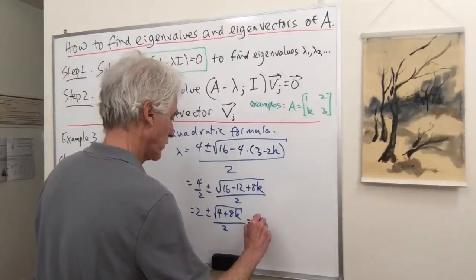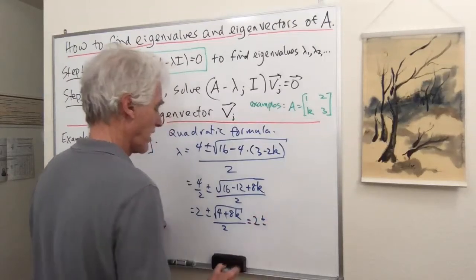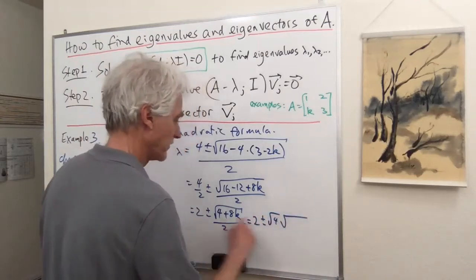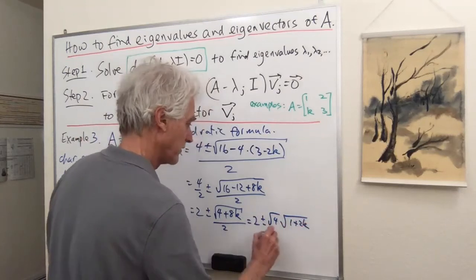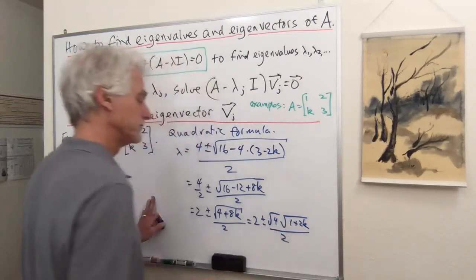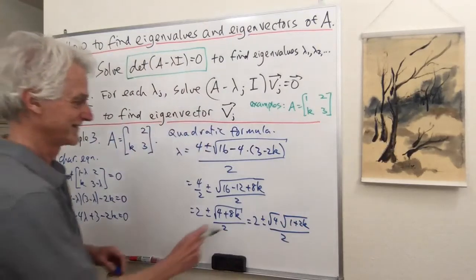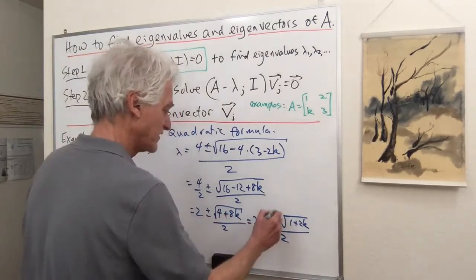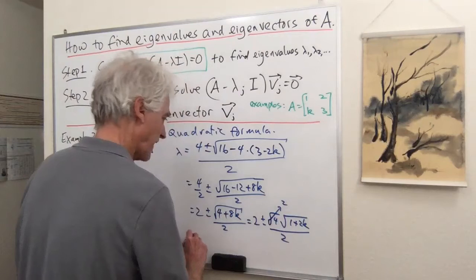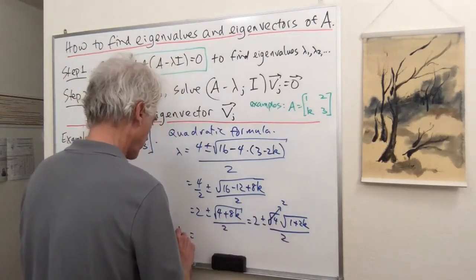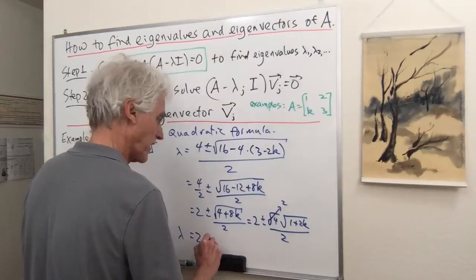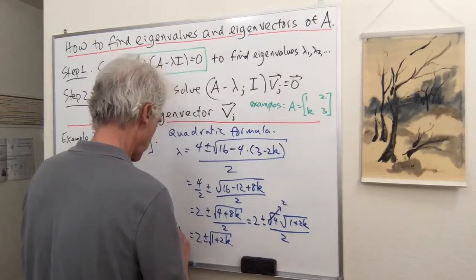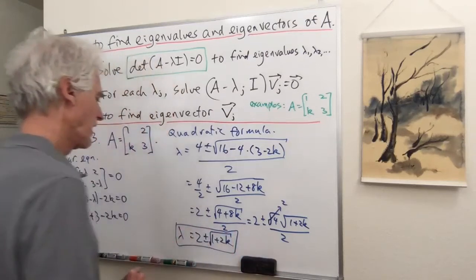So this is 2 plus or minus, well, let's call this the square root of 4 times the square root of 1 plus 2k, all over 2. Because this is 4 times the quantity 1 plus 2k. So that's just 2, and then 2 over 2 is 1. The eigenvalues lambda are 2 plus or minus the square root of 1 plus 2k. That's the first part.